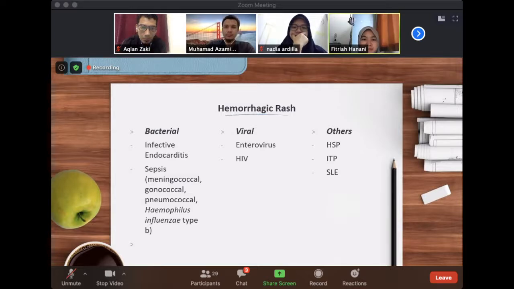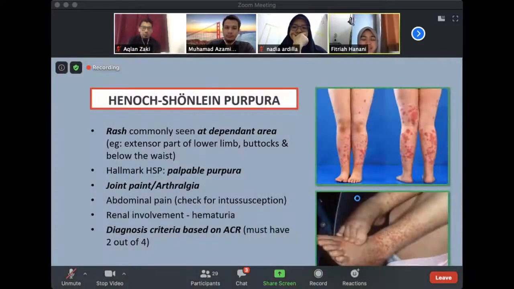So the last classification of rash is hemorrhagic rash. It includes bacterial, viral, and also other causes. I'll be explaining about HSP and ITP. For HSP, which is Henoch-Schonlein purpura, the hallmark is that we can see palpable purpura. This rash is commonly seen at the dependent area, which is the extensor part of the lower limb, buttocks, and also below the waist.